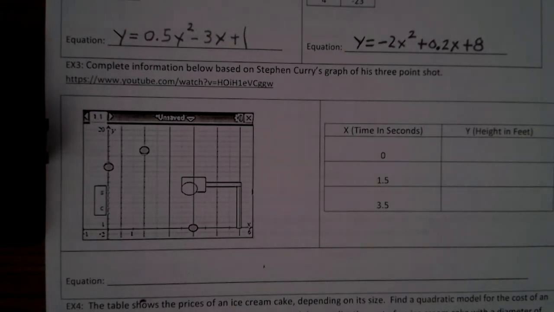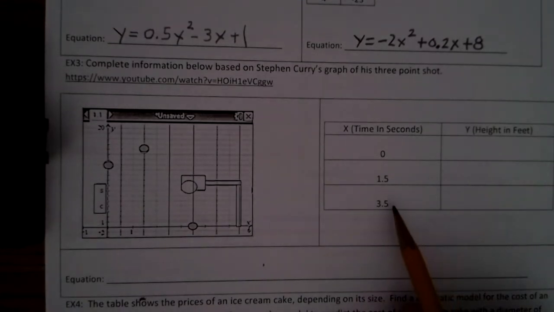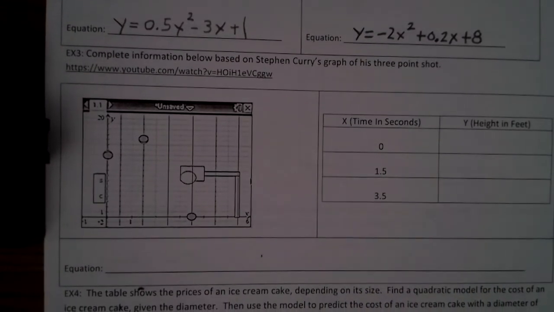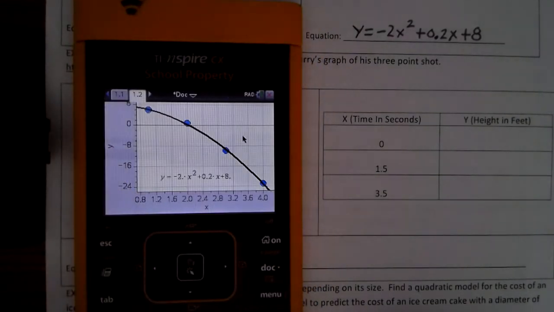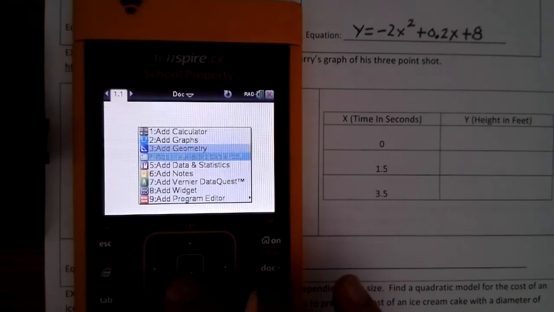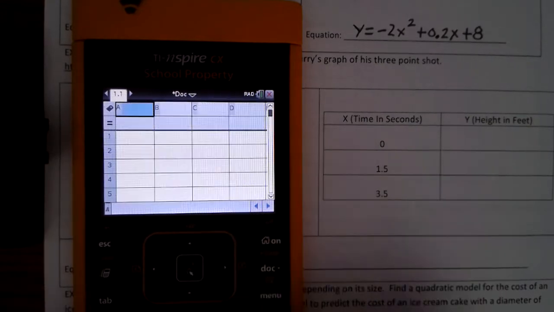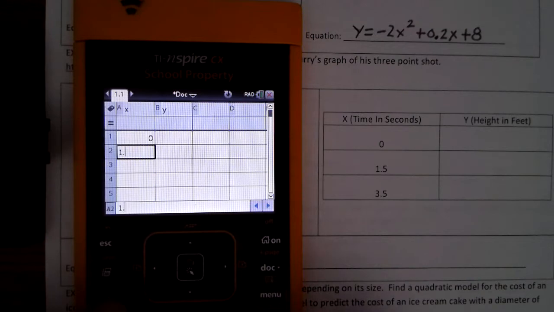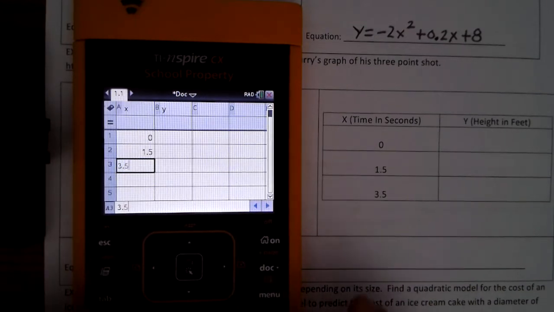All right, now if you watched the video, what I've done is I've compiled information from the video and stopped several times while watching the video and looked at data. And this data aligned with the actual data from the video of his shot. Okay, so let's find Stephen Curry's equation of his shot. To do that, we're going to go to on, new document, add lists and spreadsheets, X and Y, and then we're going to have 0, 1.5, 3.5.